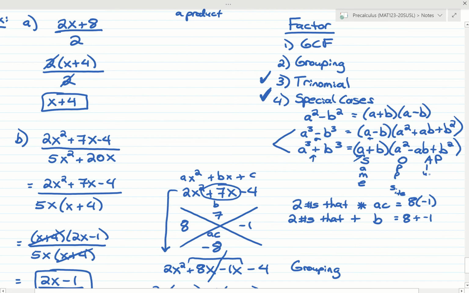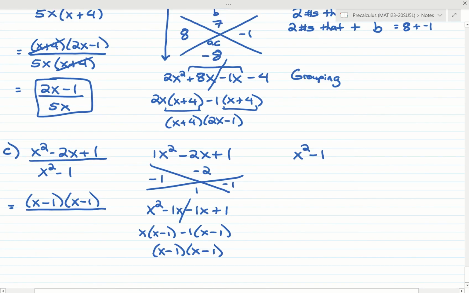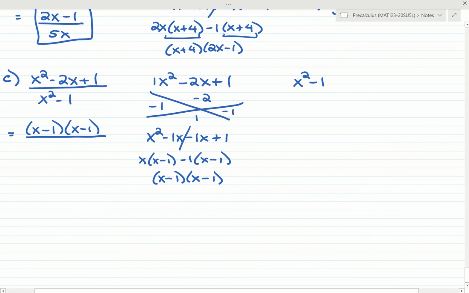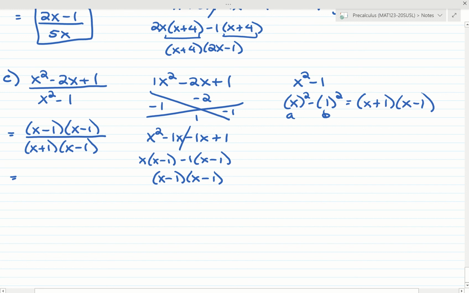And AP stands for always positive. We'll talk about this more later. So as far as the special case, x squared minus 1, this is really the same thing as x squared minus 1 squared, where a is x and b is 1. So using special case factoring, this would be x plus 1 times x minus 1. You can see we have the same factor in the numerator and denominator. So if we cancel those out, we get x minus 1 over x plus 1.